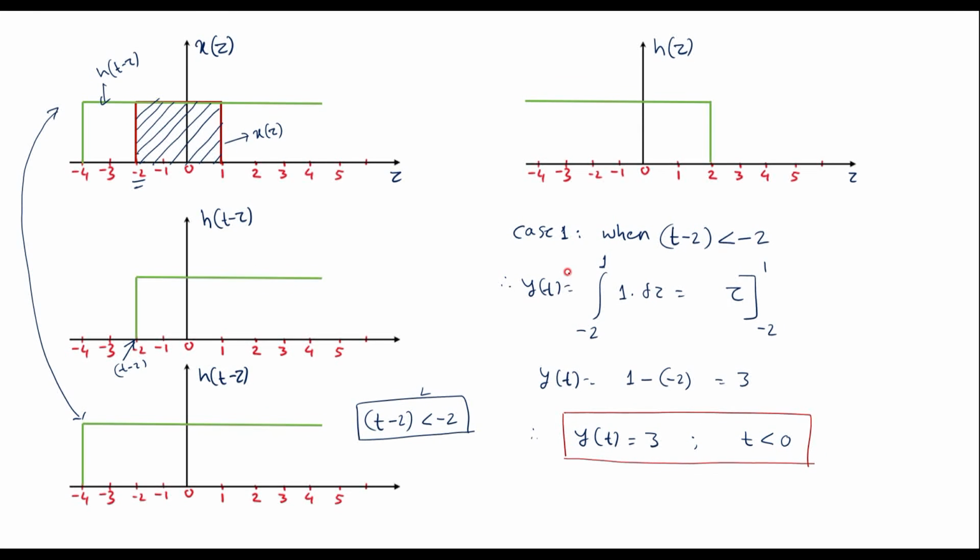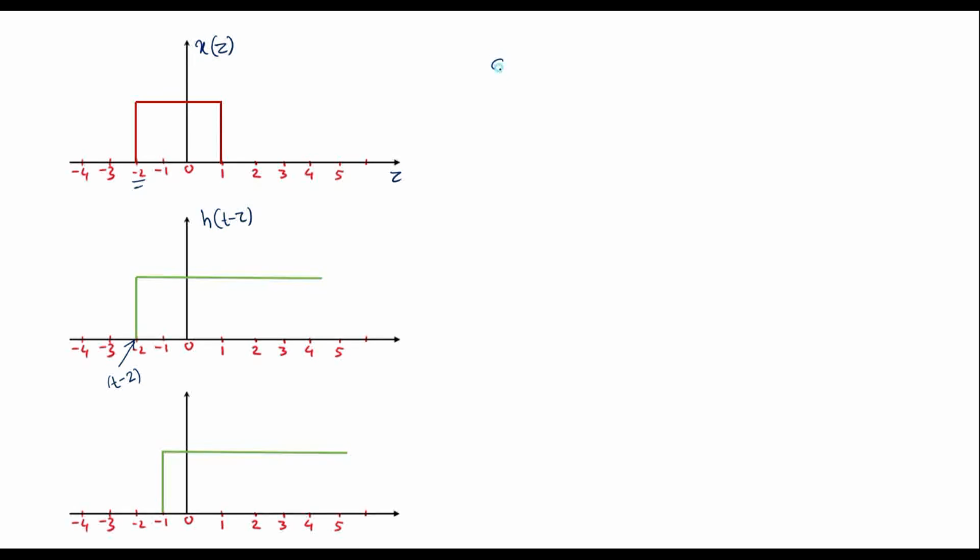Now we'll consider the second case where t minus 2 is greater than or equal to minus 2 but less than 1. So now consider case 2, that is when t minus 2, that is this point, t minus 2 is greater than or equal to minus 2 and t minus 2 is less than 1, which is same as t is greater than or equal to 0 but less than 3.